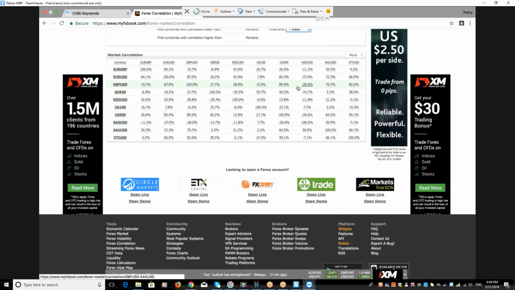Now, when you see these negative values that you can see there, and guys, remember, don't worry about these terminologies that I'm using about positive correlation. Positive correlation just means that as one is going up, the other is going up. For example, GBP USD and the Euro USD, they've got a correlation of 87, right? So therefore, as one is going up, the other is going up.